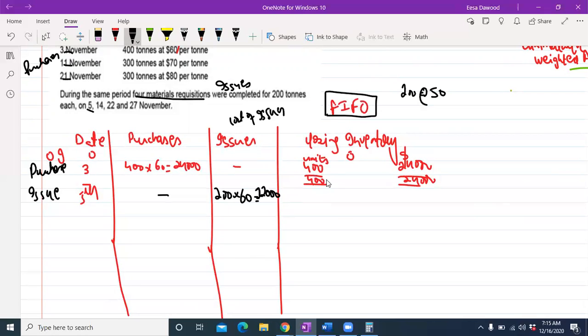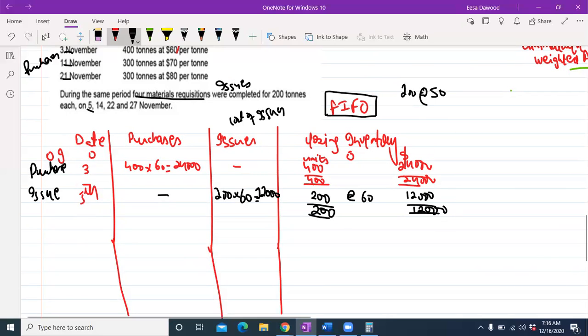So we value 200 at 60. What is left in the inventory? Out of 400, 200 were issued, so we are left with 200 at 60. That means 12,000 is there in the inventory. So we close the figure with 200 units and the balance value is 12,000.